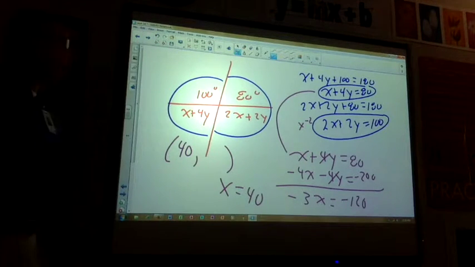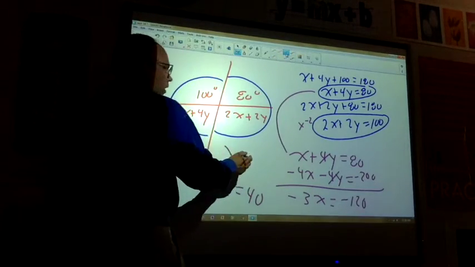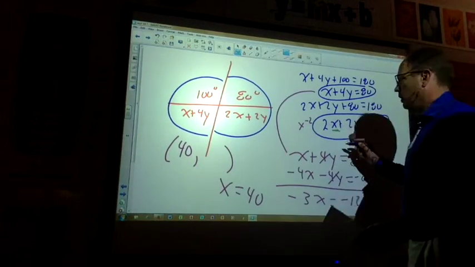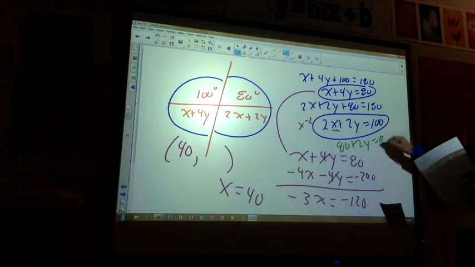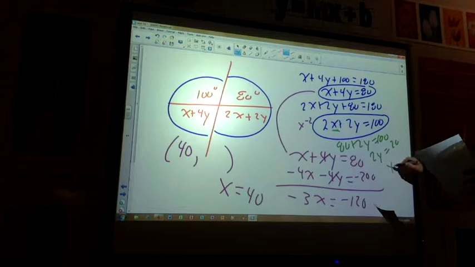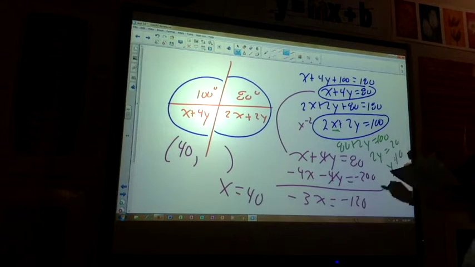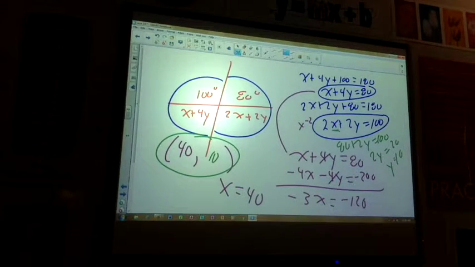How do I find my second answer? Plug it back in. So I'm going to plug it into this one right here. So I'm going to get 80 plus 2y equals 100. So 2y is equal to 20. Y equals 10. Sweet. Are we all right? Yes, sir.